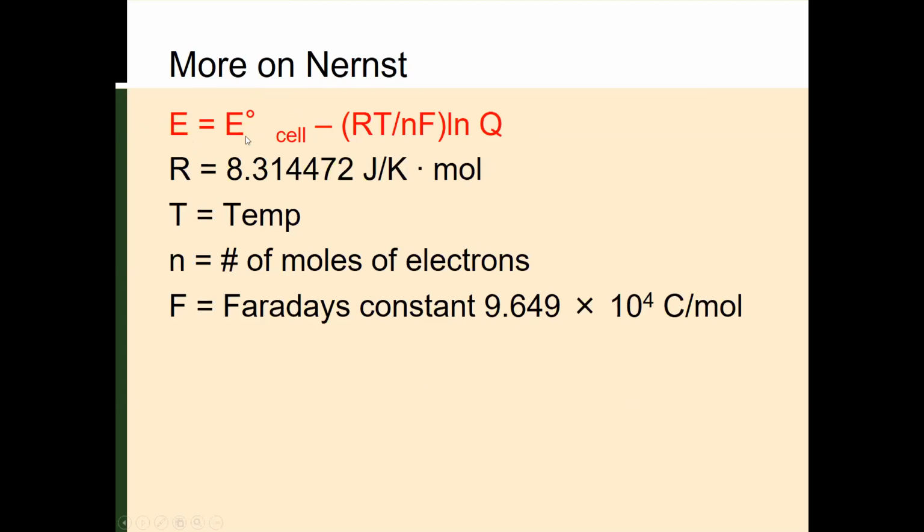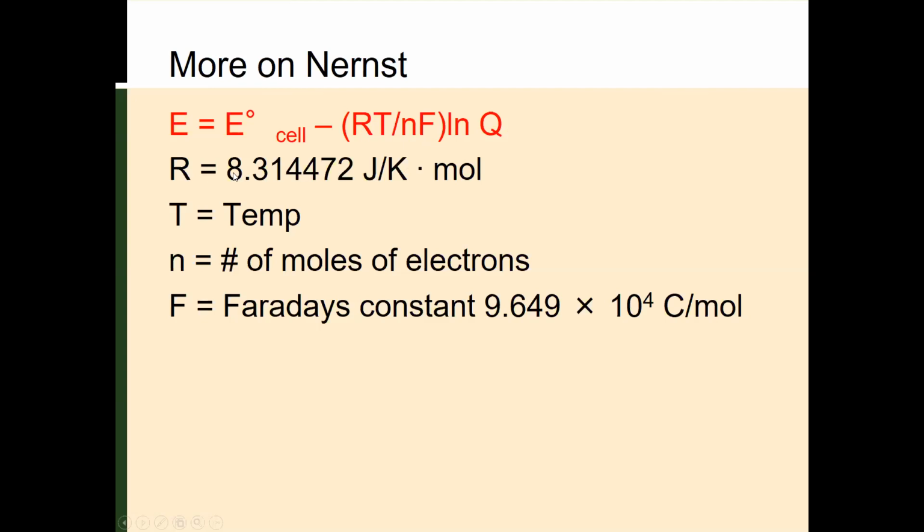Okay, and if we see the cell potential, again, the real cell potential, not the standard cell potential, is equal to the standard potential from the cell. That's what we get by looking up things in the table and taking the reduction potential and oxidation potential and adding them together. That gives us the E0 of the cell, minus RT over nF ln of Q.